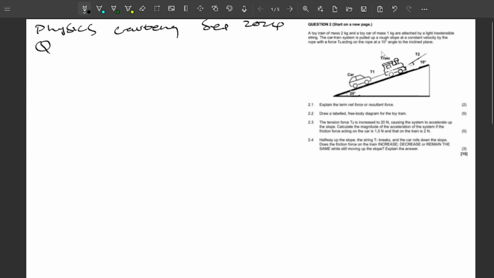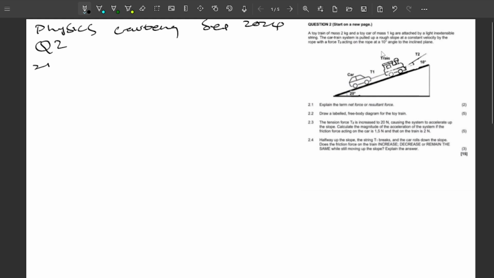So we've got Q2, which is question 2, 2.1. Before we even read the questions, let's analyze what's going on. The first thing that we can see is two vehicles, a train and a car. So we have T1 and T2. Okay, let's read the question statement.